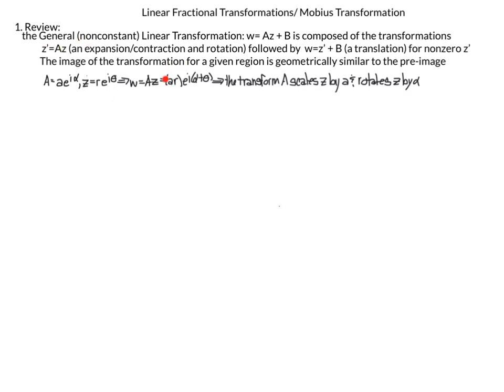So what we see in this multiplication is, first, an expansion or contraction of the vector by a factor of a, this lowercase a. And then there's a rotation of our vector by the angle alpha.